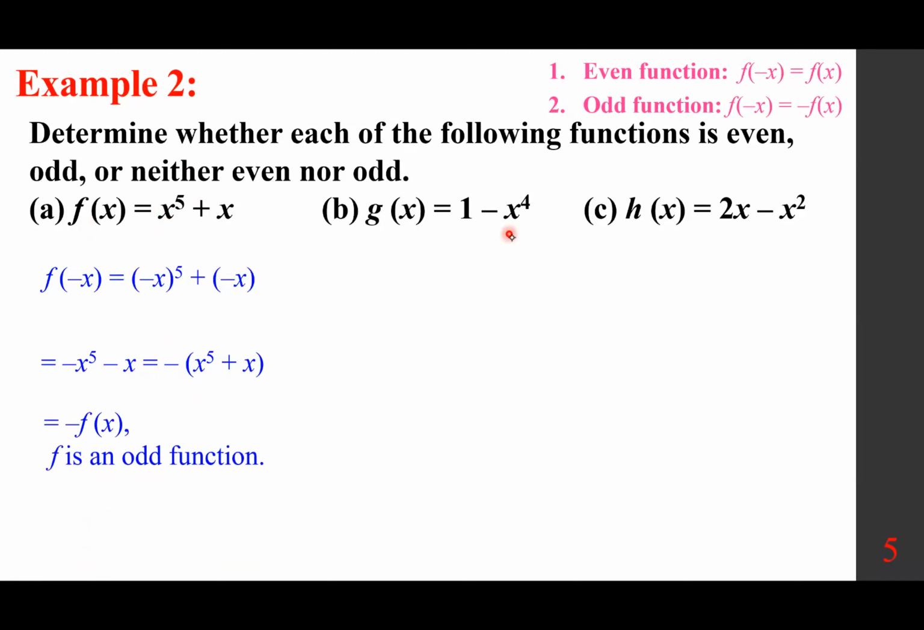Part B. We are going to evaluate g of negative x. So let's replace the x with minus x. As you know, when the exponent is even, negative becomes positive. So this is x to the power of 4, which is identical to g of x. Therefore, it makes it an even function. g of x is an even function.